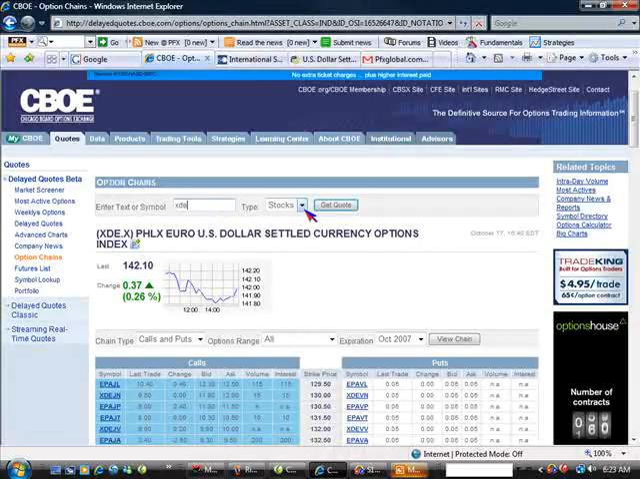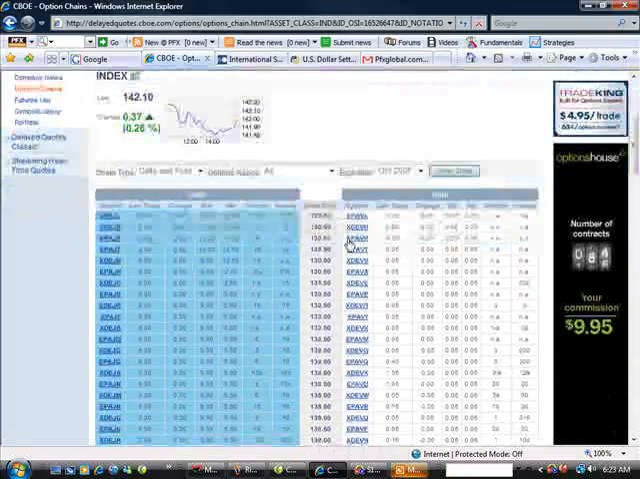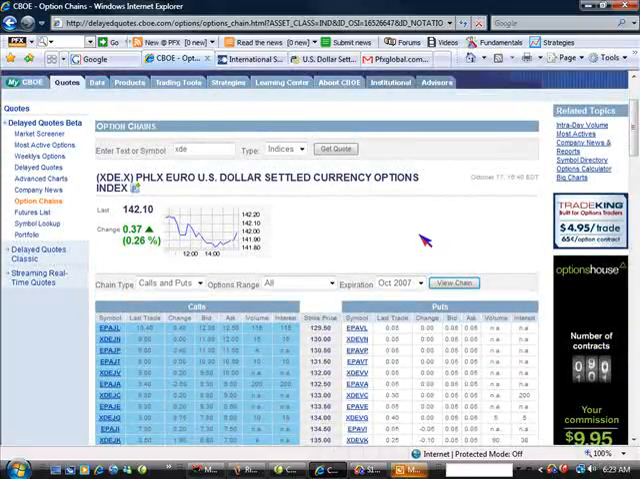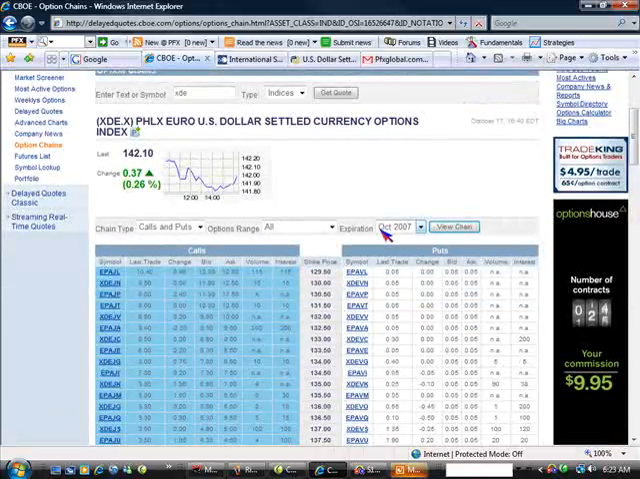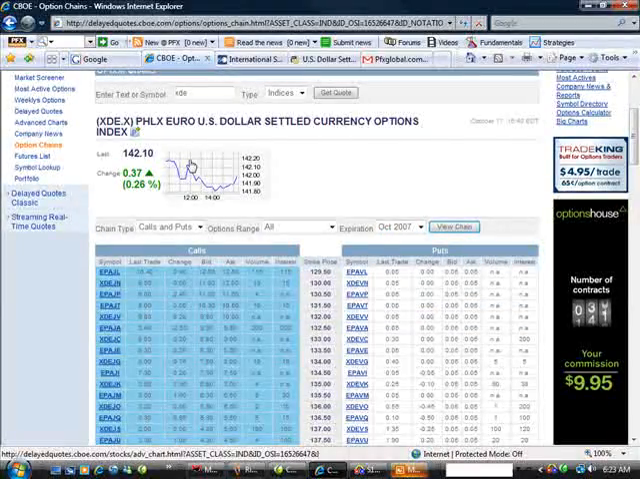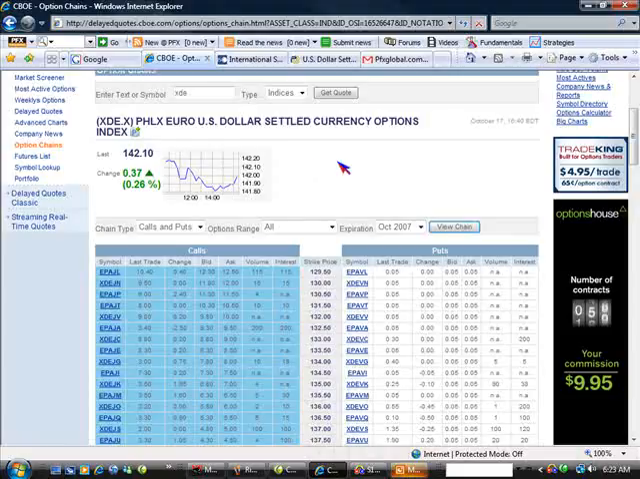If I were looking this up, I'd put the symbol XDE here and then click indices, because that's what XDE is. It's not the currency itself, it's an index of the spot price. And then, of course, I'd click Get Quote. I've already done that, so we don't have to wait for the page to refresh. Underneath this, you'll see a little thumbnail chart of what's going on in the intraday market on XDE. You'll also notice that the price is delayed.